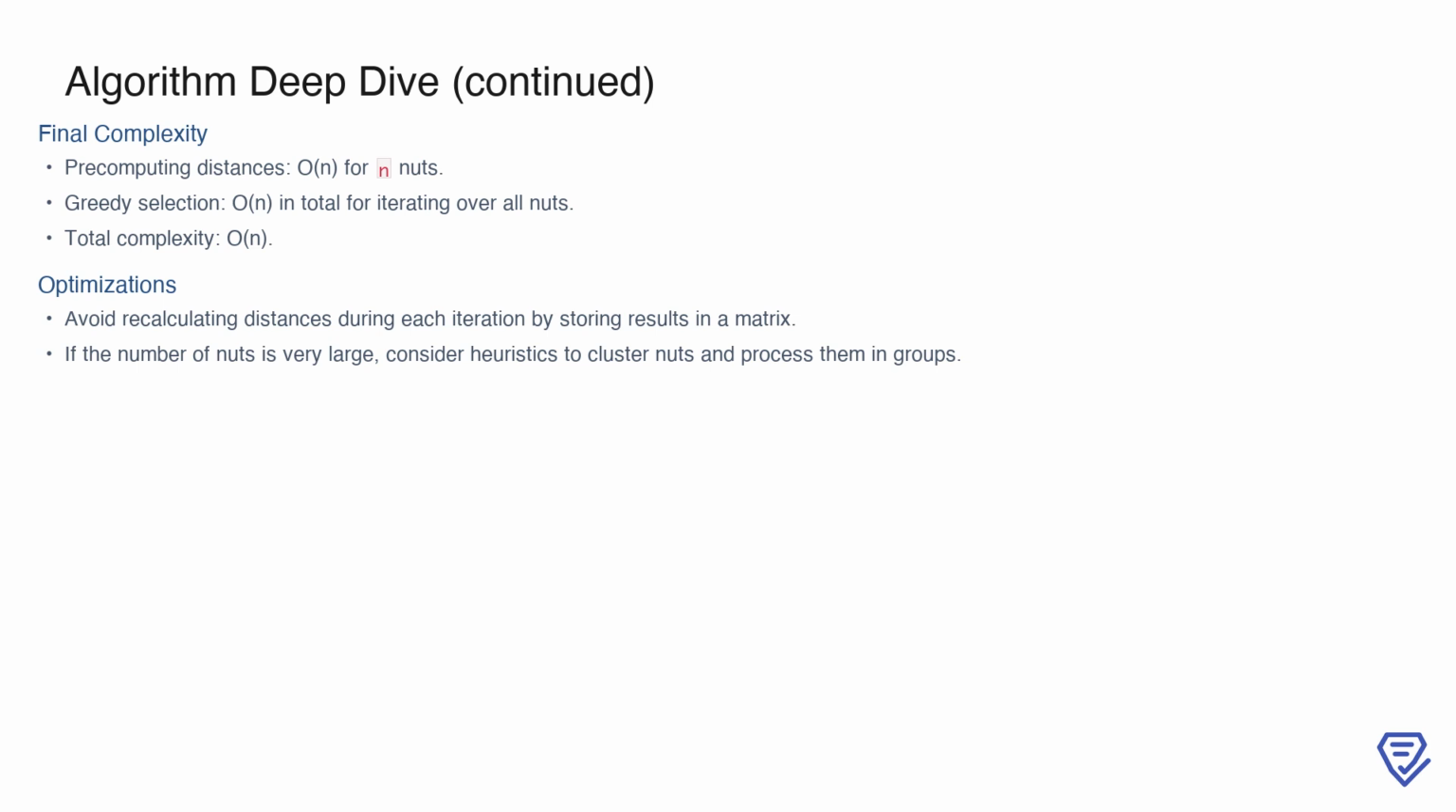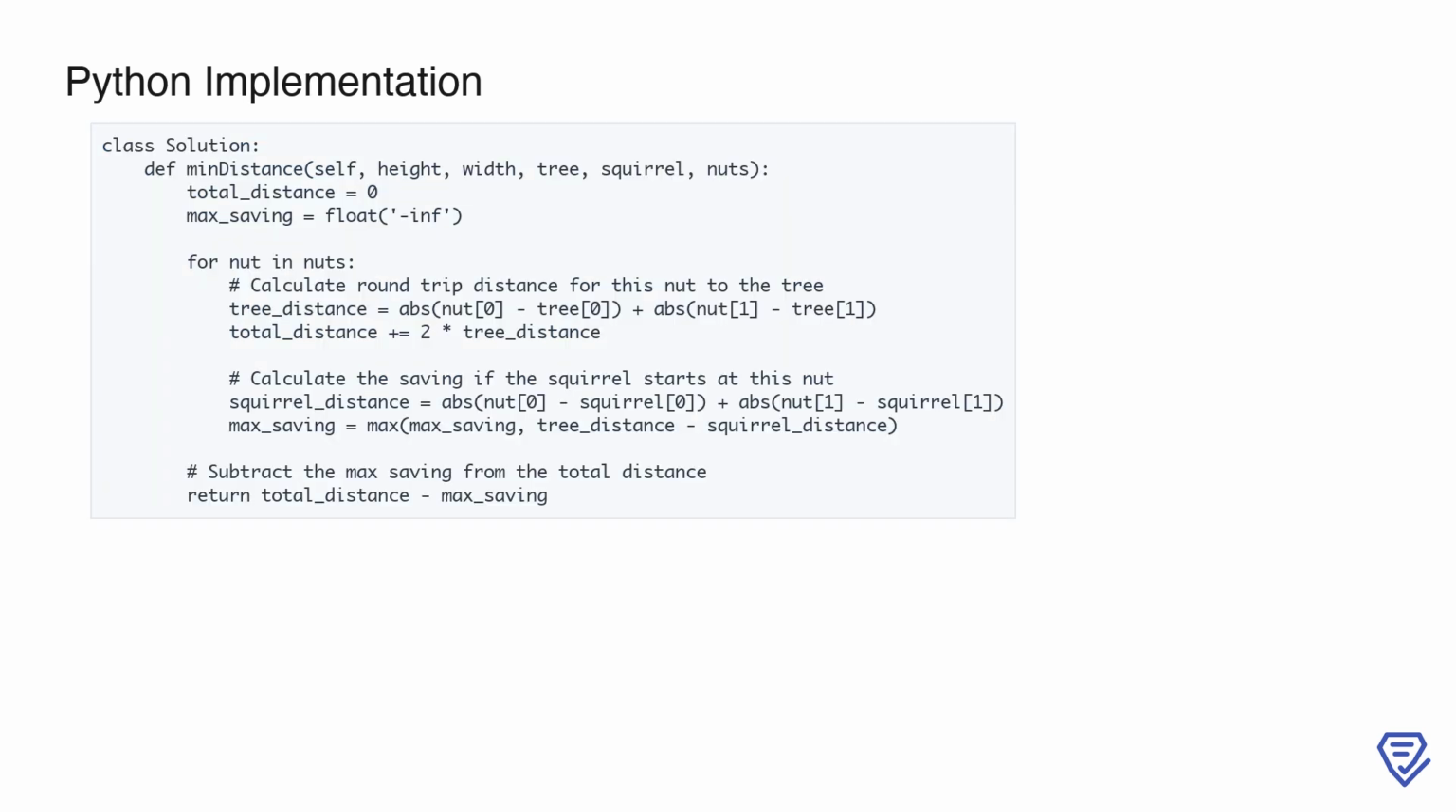For scenarios with a very large number of nuts, heuristics such as clustering the nuts and processing them in groups can help reduce the problem's scale, making it manageable. These improvements ensure the algorithm remains efficient even as the problem size grows, providing a practical solution to the squirrel simulation challenge. The provided Python implementation solves the LeetCode problem 573, squirrel simulation, by minimizing the distance the squirrel travels to collect all nuts and bring them to the tree.